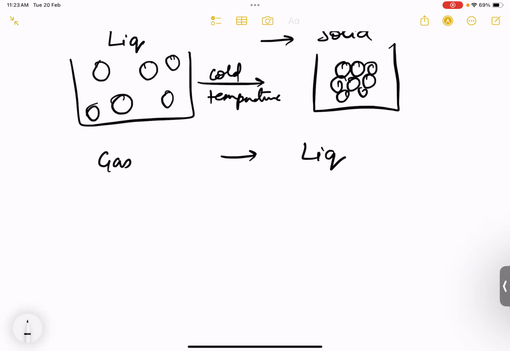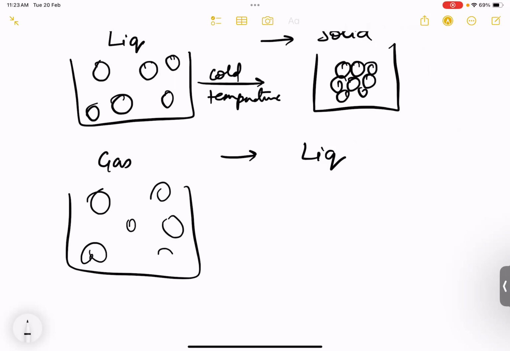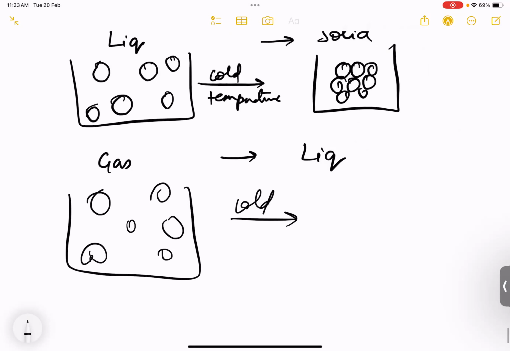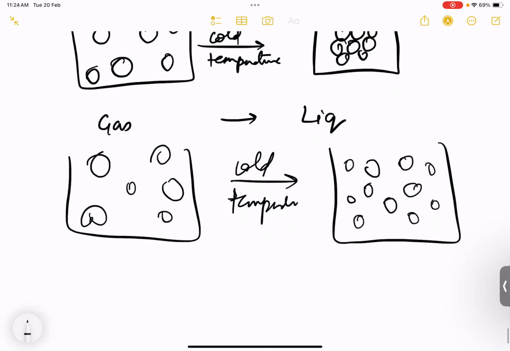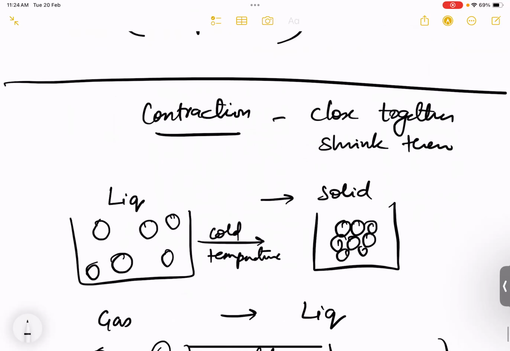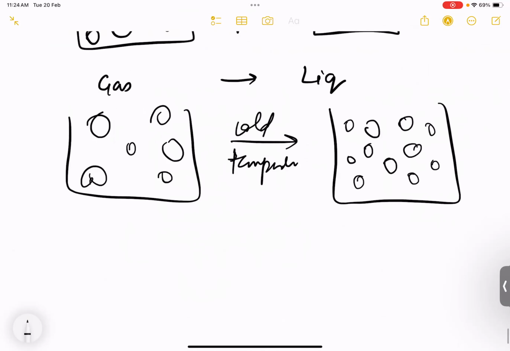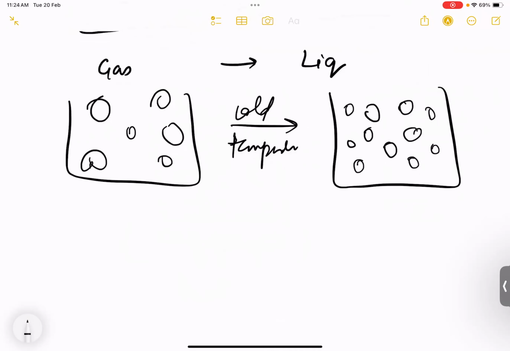liquid changes into solid. Similarly, if I talk about gases, they are much widely spaced. And when I again give them a cold environment, a cold temperature, we will see that they have started coming close together and it becomes into liquid. So this is contraction and this is expansion. I hope this is clear to you.